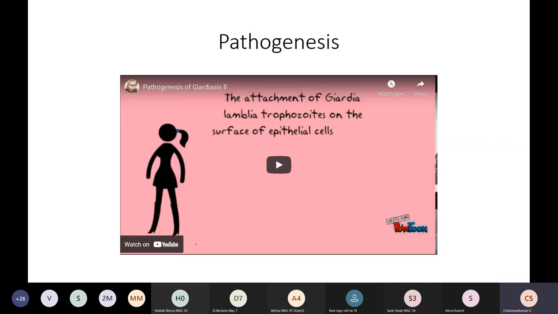Now coming to the third step: further increase in number. That is, the trophozoites further increase in number and cause complete damage of enterocytes. That is the first thing you can see there. Second, villi atrophy.